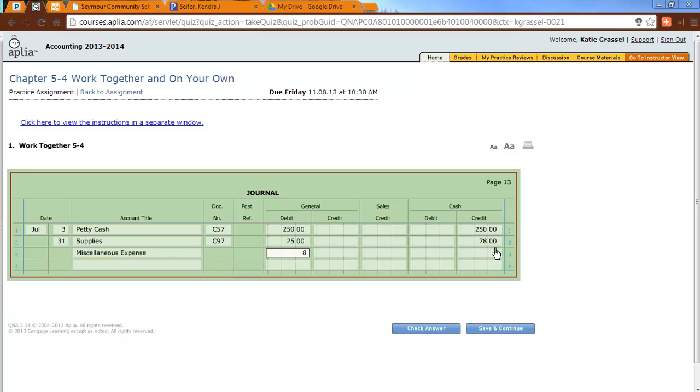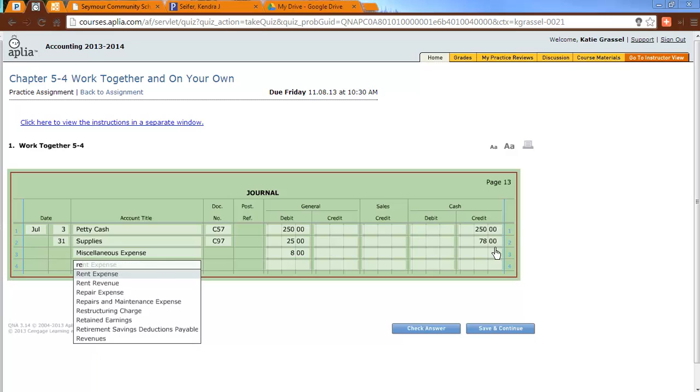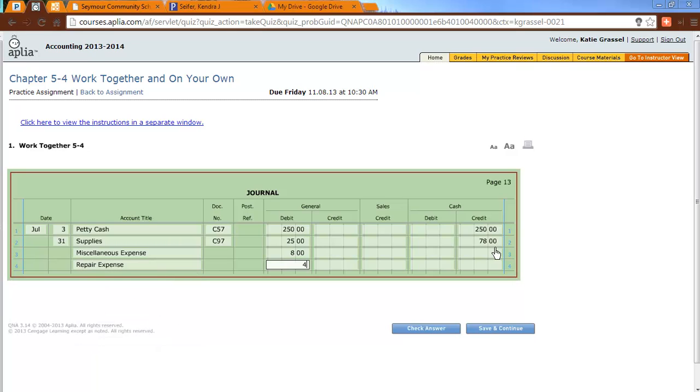Students will also make a mistake on this. When this transaction is completely filled out, you will notice cash is only affected once for the total amount, 78. Supplies, miscellaneous expense, and repairs expense are each affected on their own for how much we spent for those, but only one cash account. This is what I see students do, and Aplia will mark it wrong, and you would get 3 wrong on this if you put 25 here, 8 here, and 45.